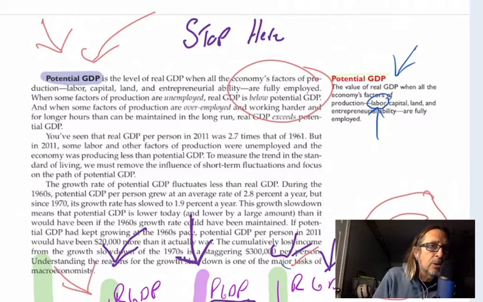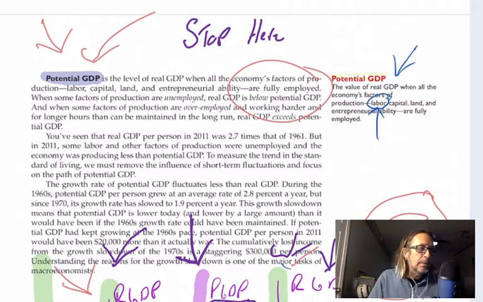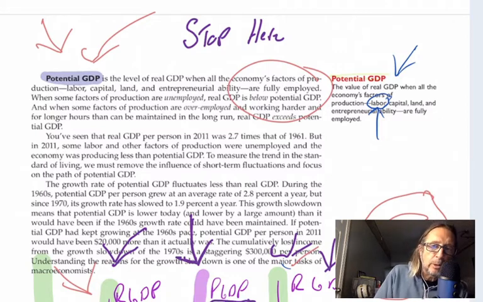All right, guys, here's a quick take on potential GDP, which is one of the more important elements as we're studying GDP. So potential GDP is the value of real GDP when all the economy's factors of production, labor, capital, land, and entrepreneur ability are fully employed. So the easiest way to think about this is at full employment.